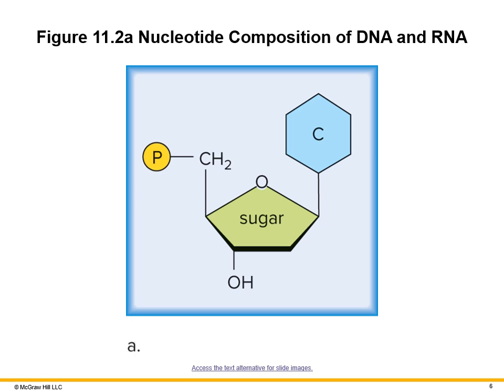Here we see a nucleotide with the 3 parts that it is made of. We have the phosphate group, the sugar, and the nitrogen base, which is going to determine whether you have the letter C, G, A, or T.